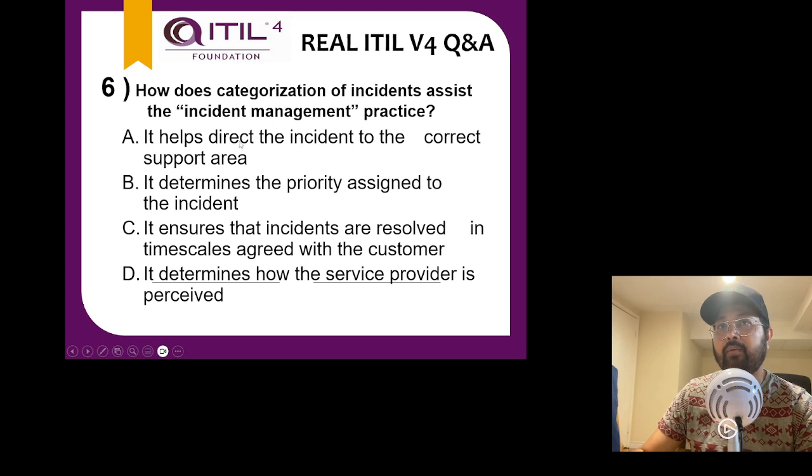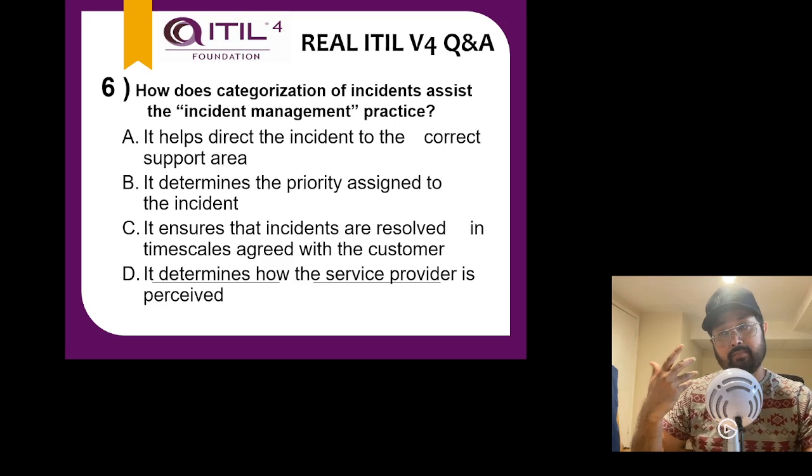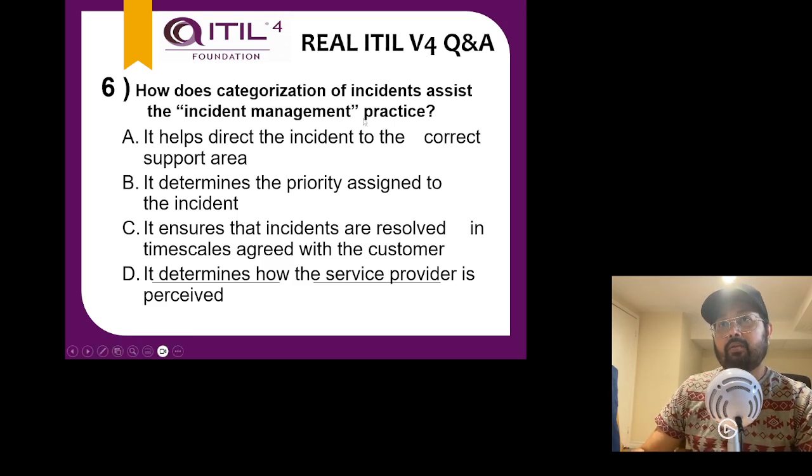Okay, now the next question, number 6. How does categorization of incidents assist the incident management practice? So this is a question from incident management. If you can remember the definition of incident management and how it works, you can answer this one. So let's see the options.